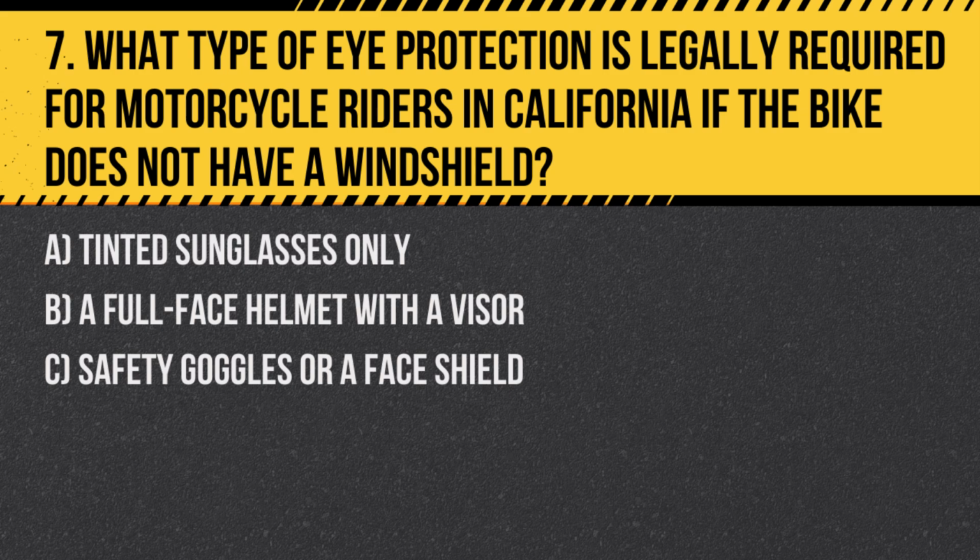B. A full-face helmet with a visor. C. Safety goggles or a face shield. Answer. C. Safety goggles or a face shield. California law requires adequate eye protection if the motorcycle lacks a windshield.